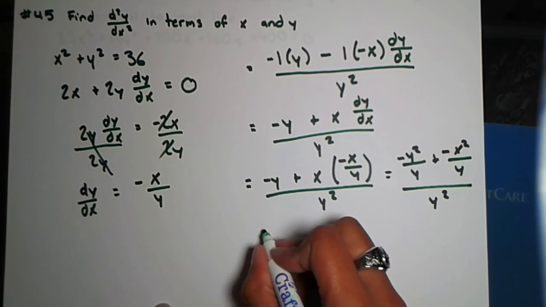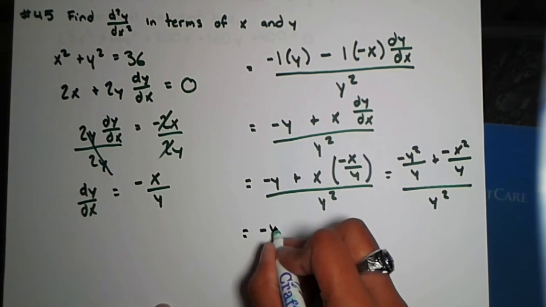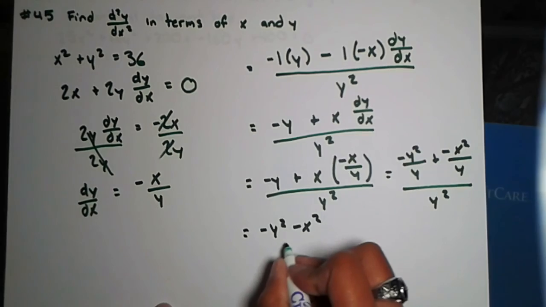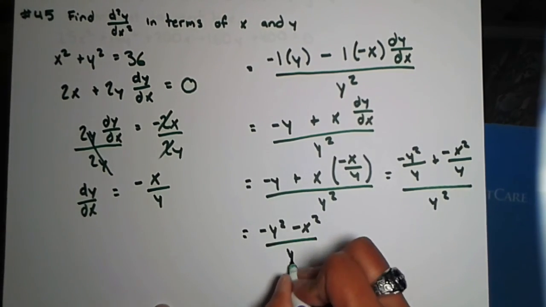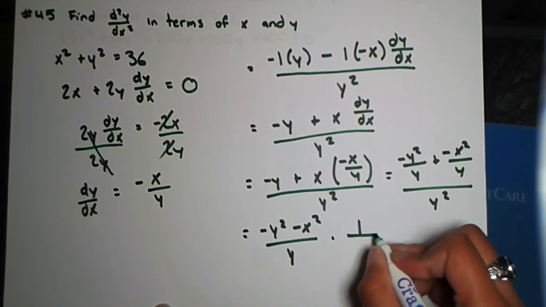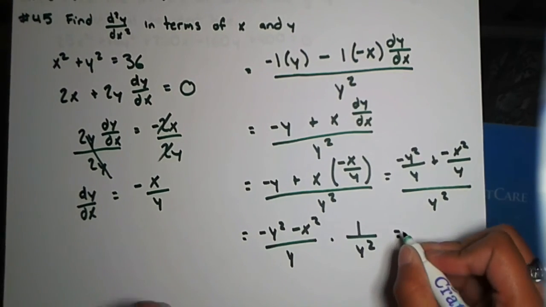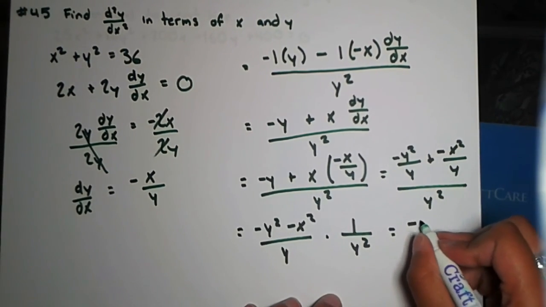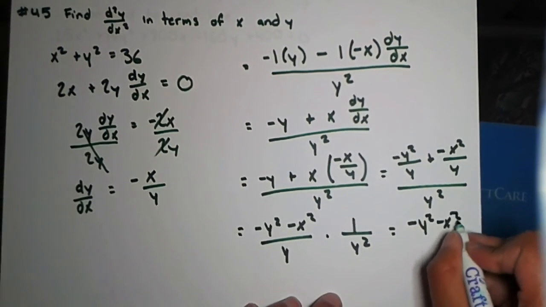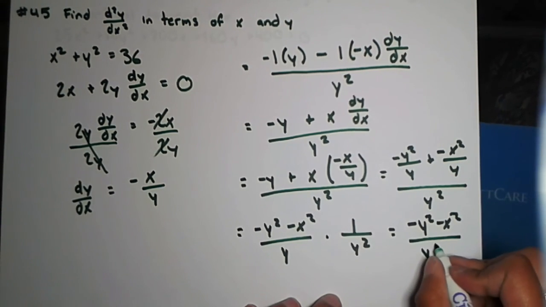So it's -y squared minus x squared over y, times 1 over y squared, and that equals negative y squared minus x squared all over y cubed.